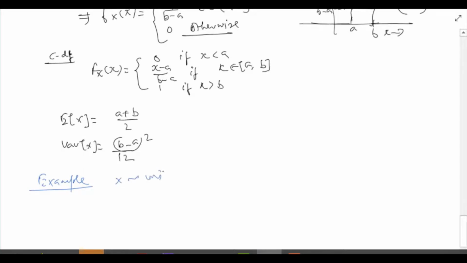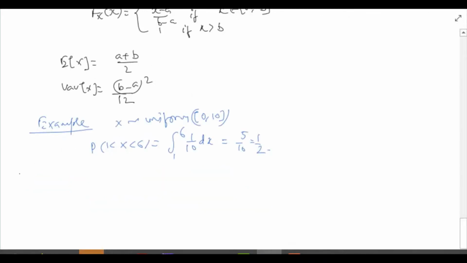Suppose x is uniform over the interval 0 to 10. Then the probability that x will be between 1 and 6 will be the integral from 1 to 6 of the PDF. So the PDF has value 1 by (b minus a), that is 1 by 10, dx. So this is again (6 minus 1) by 10, that is 5 by 10, or half.